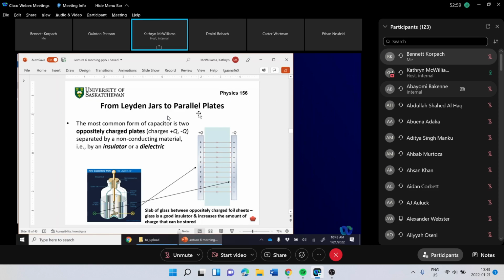Okay. So what we do now, we often talk about these parallel plates with charges on them. That is a common form of capacitor, the parallel plate capacitor. Instead of having this jar, they were kind of parallel plates, but they were formed into a tube. Now we have different configurations. Okay? They often have a material in between them to increase the capacitance, but we'll talk about that later.